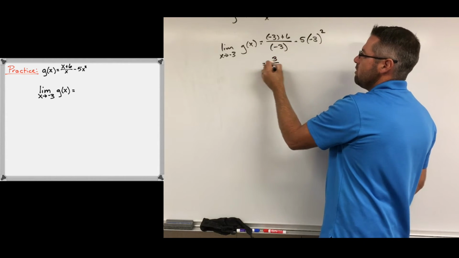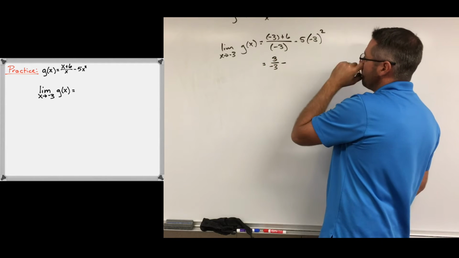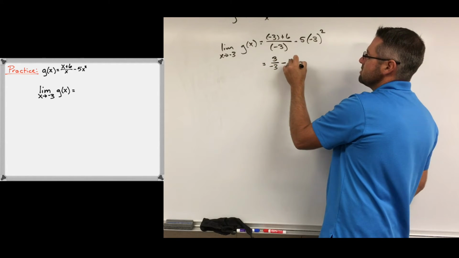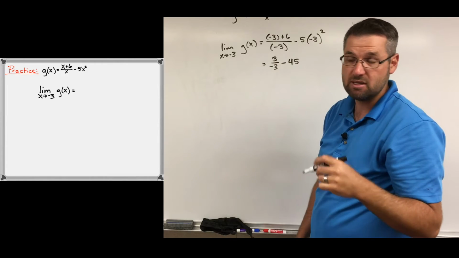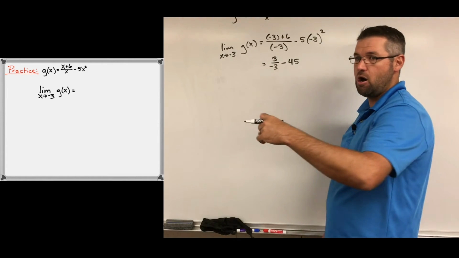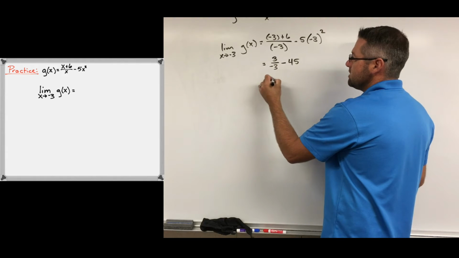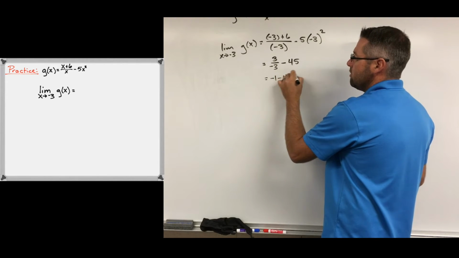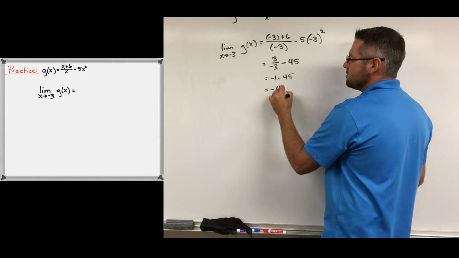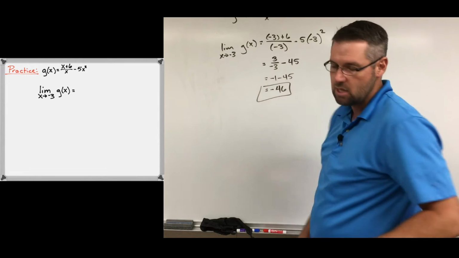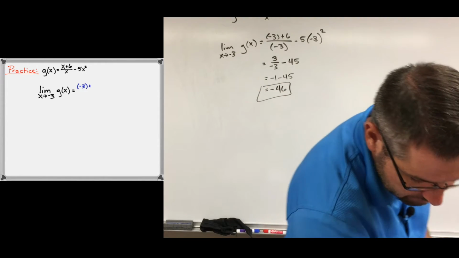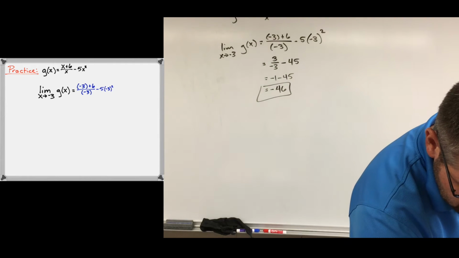So we end up with 3 over negative 3 here. Remember your order of operations. I think it's funny but sad at the same time that calculus students tend to forget all about other math when they get to calculus. Make sure you're paying attention to good math practices here. So we end up with negative 46 as an answer for that. Let me double check to make sure I'm right.